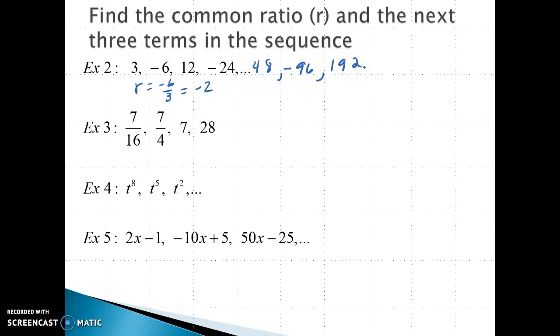If we take a look at example 3 and do one term divided by the previous, again, we can pick any two terms we want, so I would personally go with those two because they're a lot easier to divide than the fractions. 28 divided by 7 gives me 4, so that means I multiply by 4 to get each of my next terms. So my next terms would be 112, 448, and 1792. Okay, pause the video and try the rest on your own.